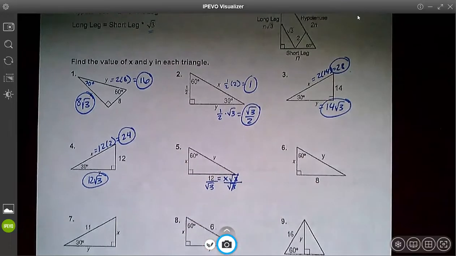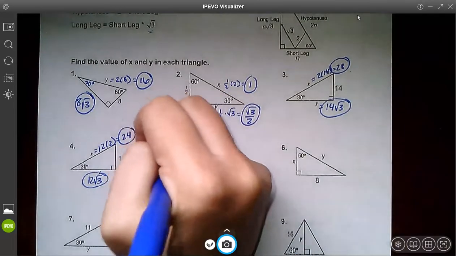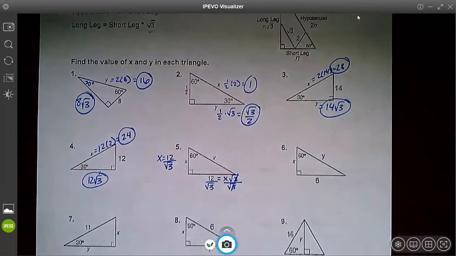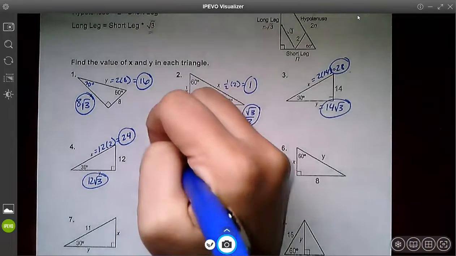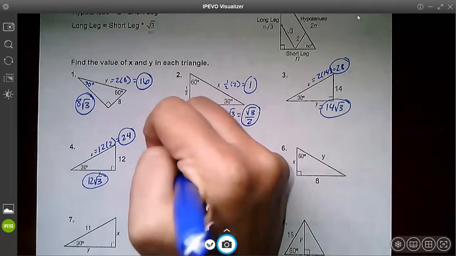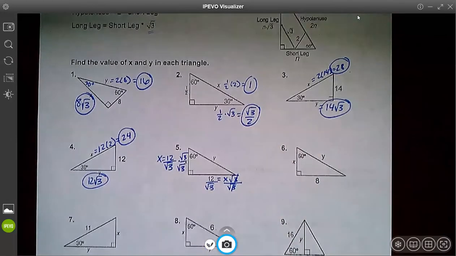A really important piece of information: you cannot leave a radical in the denominator. So when you have x equals 12 over root 3, you have to do what's called rationalizing the denominator to get the radical out of the denominator. So what I'm going to do is multiply this by the square root of 3 over the square root of 3. Now, anything over itself is 1, so we're just multiplying it by 1, but making it look a little bit different.